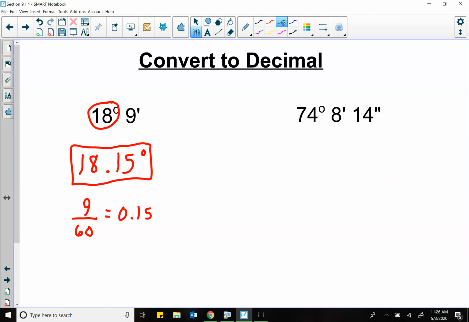Okay. So you already know that we have the degrees right here. So 74, we know that's the whole number. Now we got to figure out the decimal. Well, first off, we already know how to convert minutes into degrees. We're just going to take 8 divided by 60. And when you take 8 divided by 60, you get a long decimal of 0.1333333333. I put all these 3's on there because we have to be accurate in here.